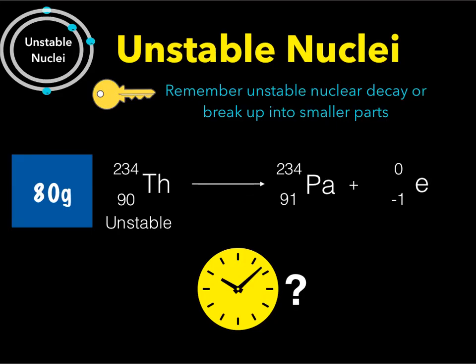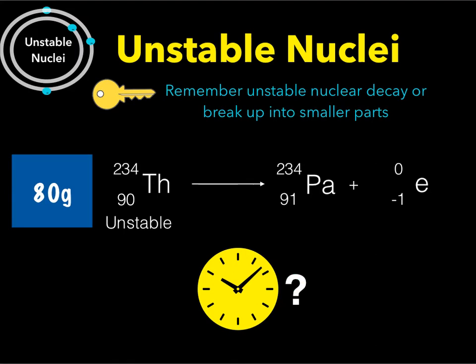If you remember from our last video when we started talking about unstable nuclei, we know that unstable nuclei decay, or break up into smaller parts. So the real question for this video isn't what happens, because the reaction tells us what happens and what type of decay it is, but how long does this decay actually take place?